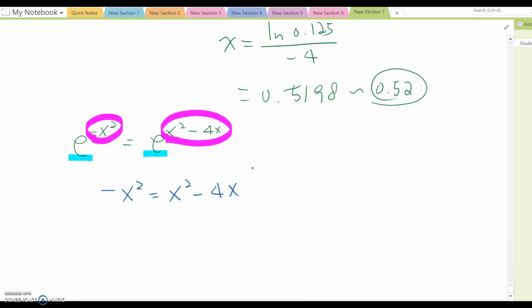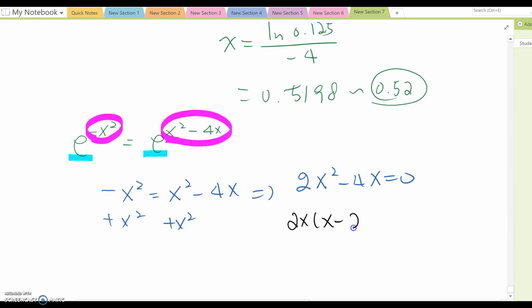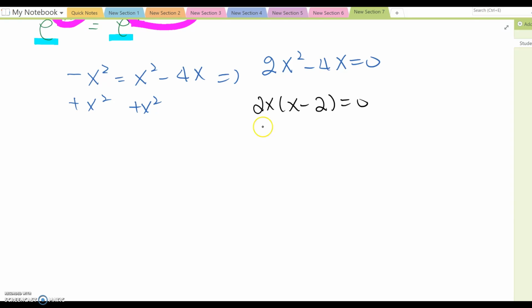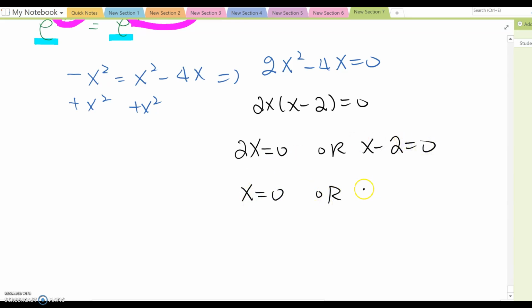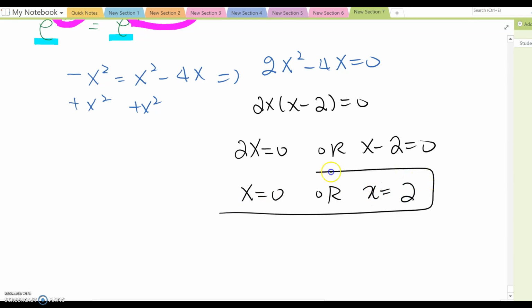I'm going to gather everything to one side. So plus x squared, then 2x squared minus 4x equal to 0, and using factoring, 2x times x minus 2 equal to 0, and solve for both cases. So 2x equal to 0 or x minus 2 equal to 0. So x equal to 0 or x equals 2. That will be our answer for this problem.